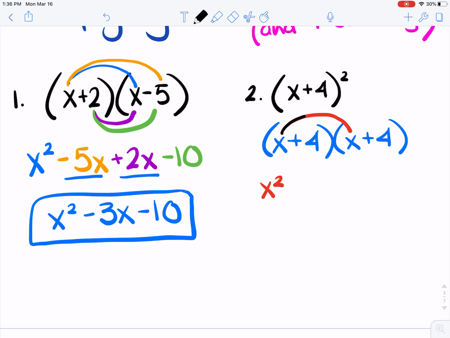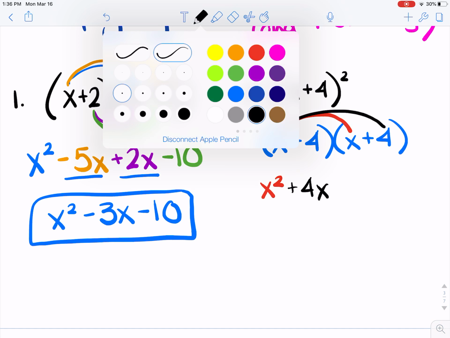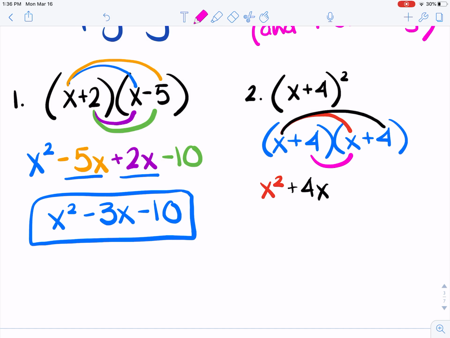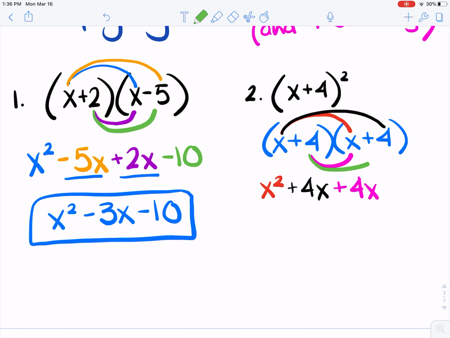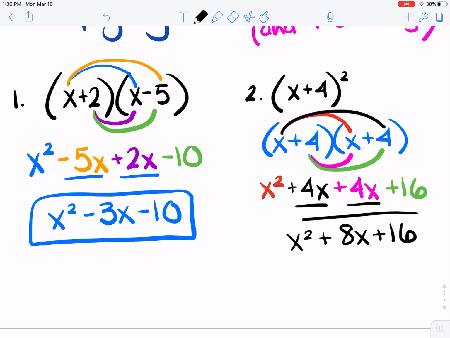Then I'm going to do outer, the first times the outer. X times 4 gives me 4x. 4 times x is another 4x. And 4 times 4 is 16. Okay, again, I've got like terms, positive 4x, positive 4x. That will become my middle term. And here is your answer.